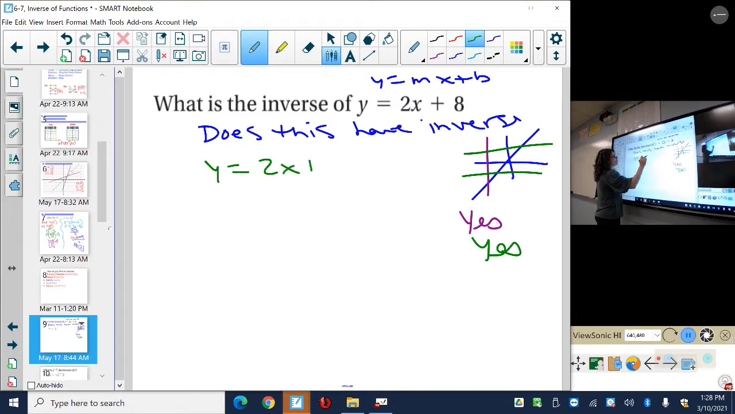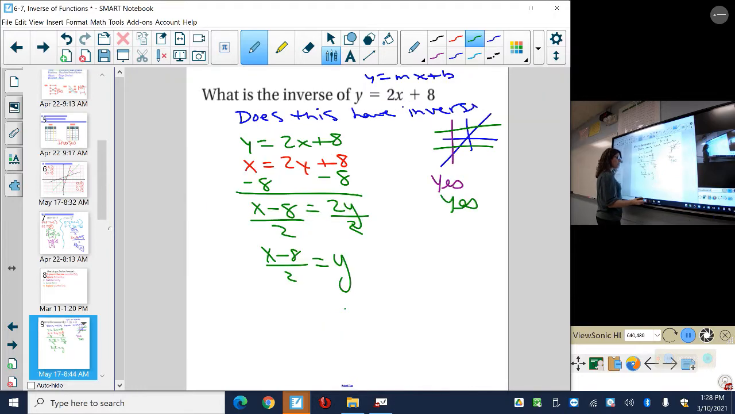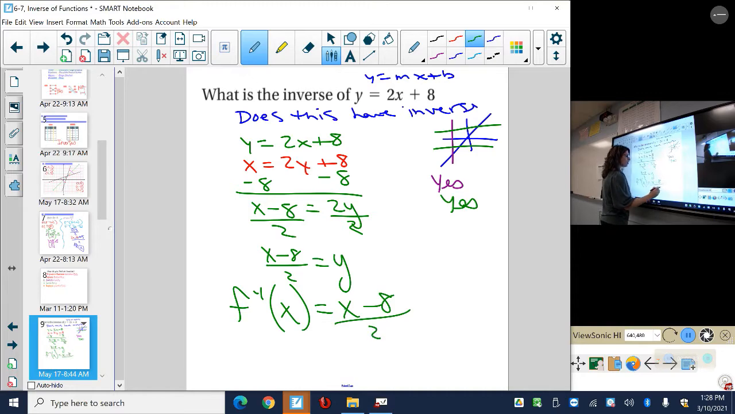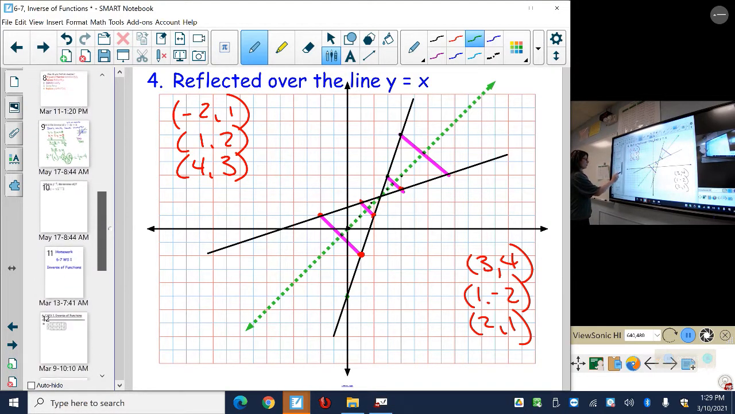So y equals 2x plus 8. I'm going to simply swap out x and y. And now I'm going to solve for y. So I'm going to subtract the 8 and divide by 2. So that means that f inverse of x is equal to x minus 8 over 2, which is the same thing as 1/2 x minus 4. How did I get that? Divide those, okay? So that is how you find the inverse.